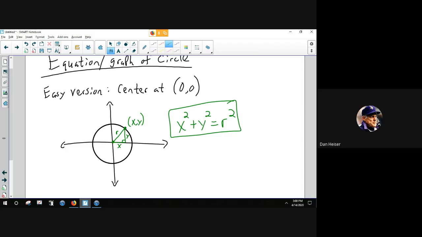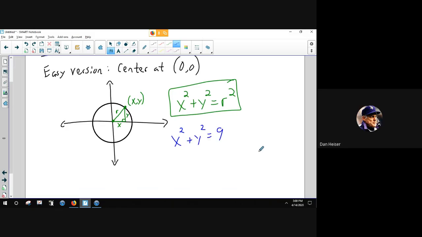The key thing to remember here, besides the fact that everything is squared, is especially notice that the radius is squared. For instance, if you see this equation and you're asked for the radius, it is not 9. This is r squared. R itself is 3. Some number squared is equal to 9. What number is that? Well, it's this number. This is the radius squared.